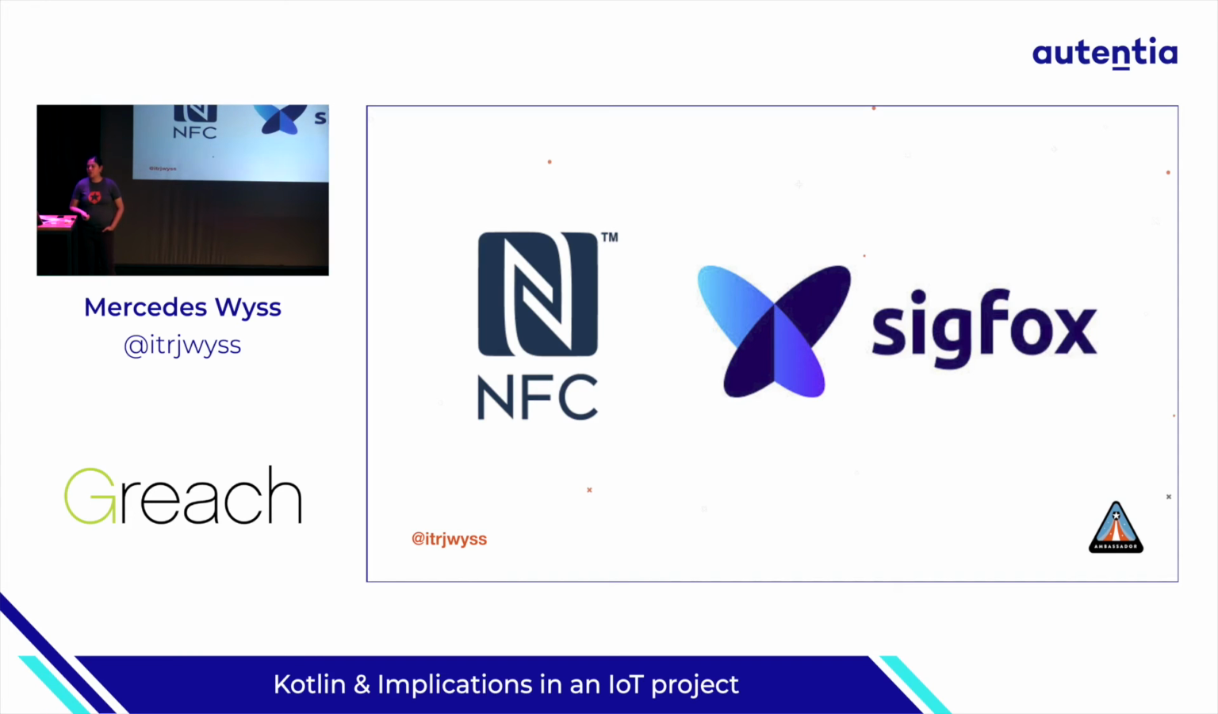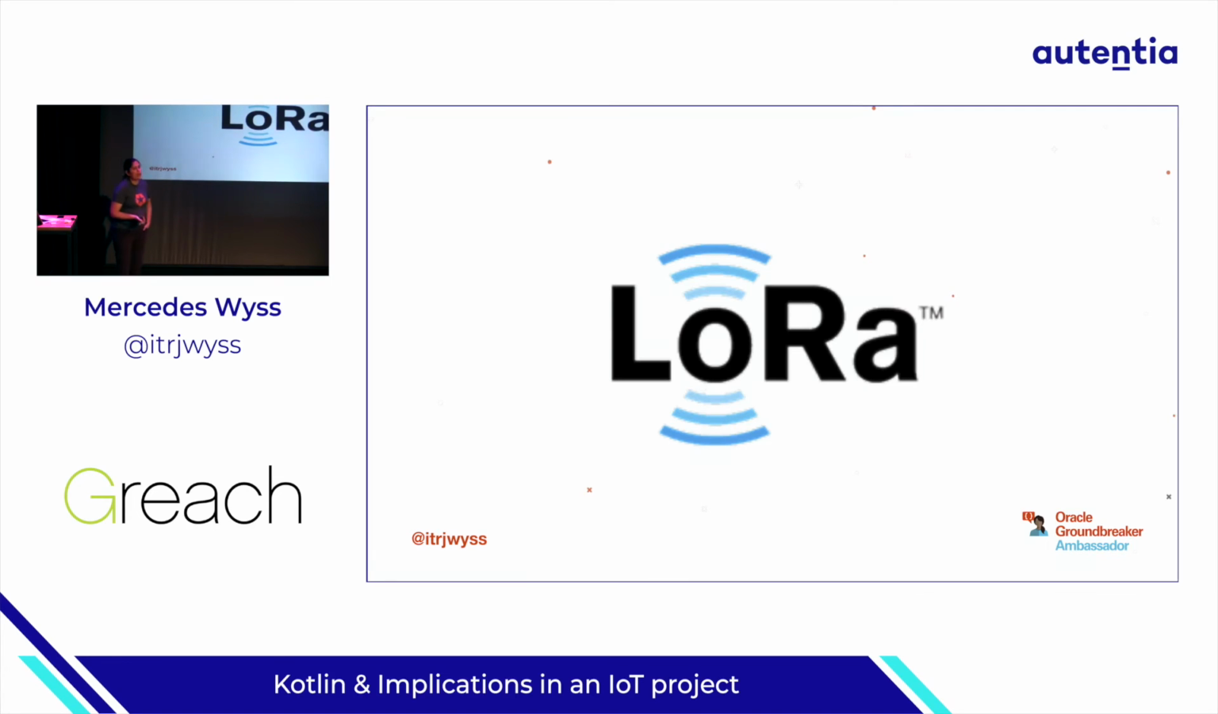And then we have NFC. This is near field communication, and we have this of 6-fold. And finally, we have LoRa, that is another kind of LAN communication.